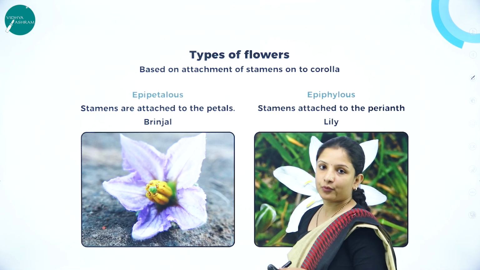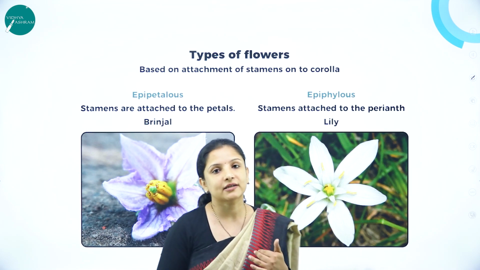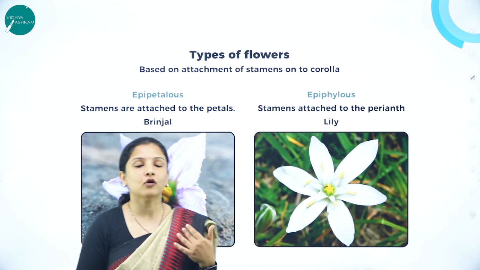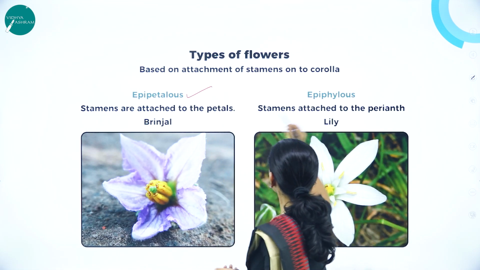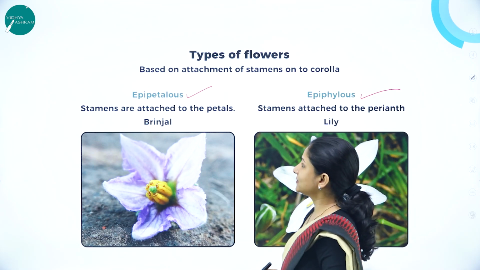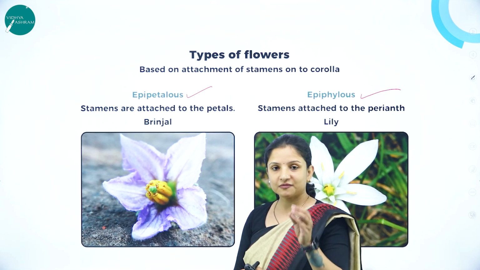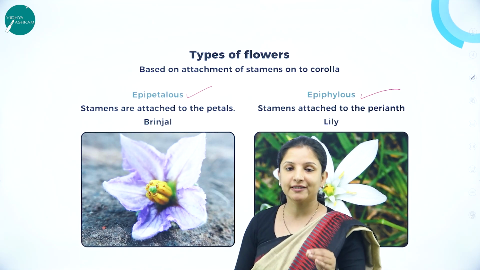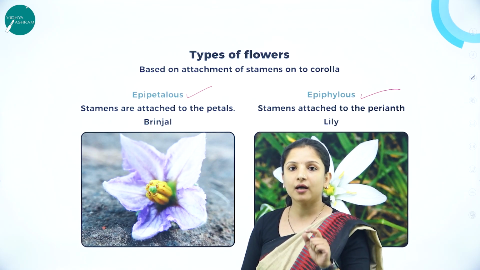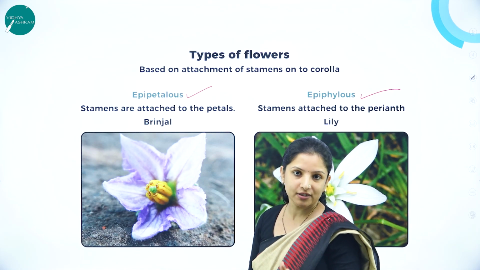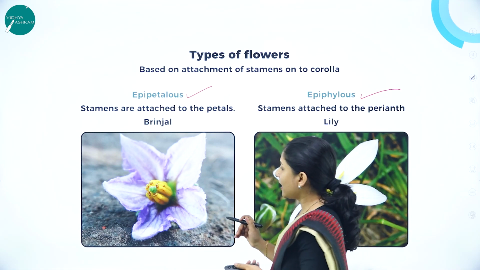Next, based on the position of the androecium, or how the stamens are attached to the corolla or the petal, the flowers can be called of 2 types, that is epipetalous and epiphyllous. If the stamens are attached to the petals, we call it epipetalous. Especially in the Solanaceae members, for example potato, brinjal, chili and all that, they are all placed under one order because of this particular reason only. What is that? Their stamens are attached to the petals.